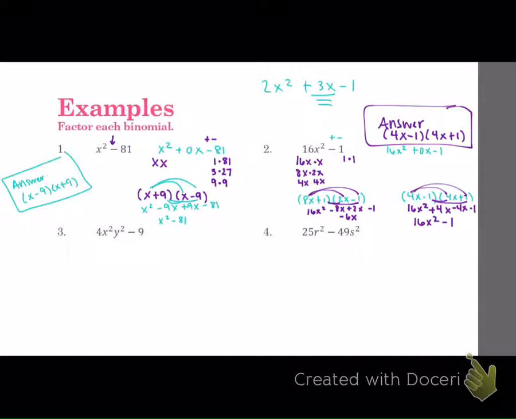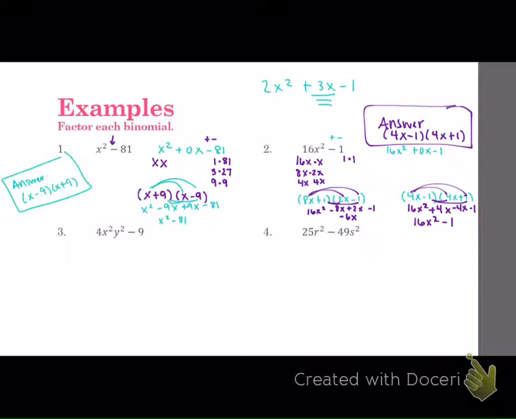So let's try number 3. Is there a GCF? No, there is not. But you should notice that it's a binomial, meaning it's 2 terms. So we need to check to see if it's a difference of perfect squares. Is this a difference of squares? Is 4 a perfect square? Yeah. What makes 4?